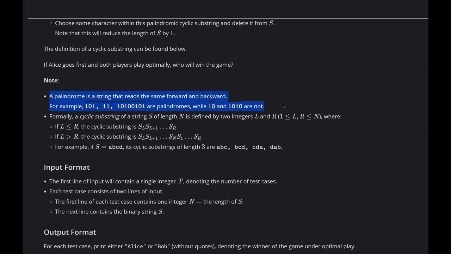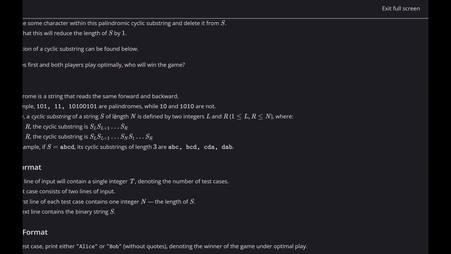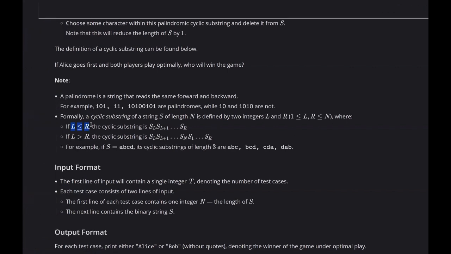And here they have defined a palindrome. I think that you already know about palindromes. The strings which read the same forward and backward. And we say that a cyclic substring of a string S of length n is defined by two integers L and R, where if L is less than R, then this is a normal substring. Otherwise, if L is greater than R, then this is a cyclic substring.